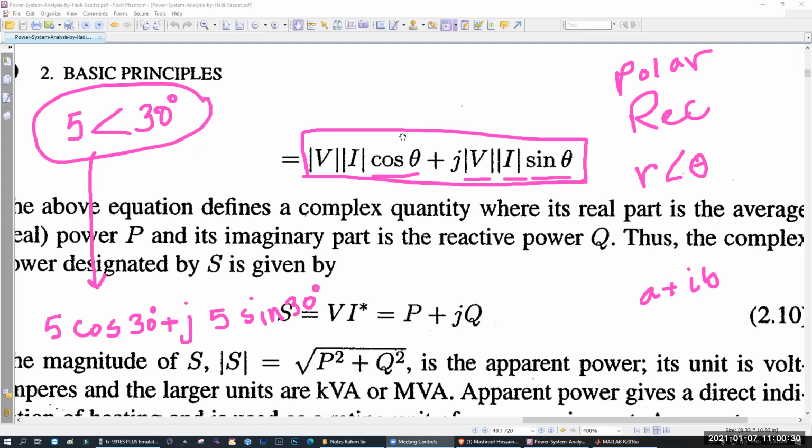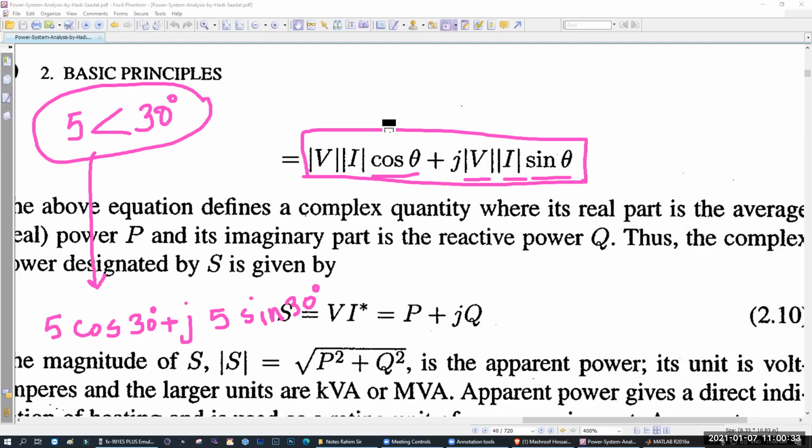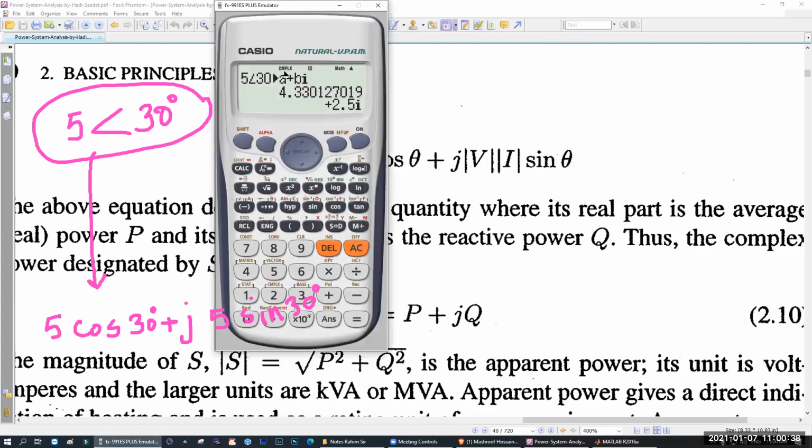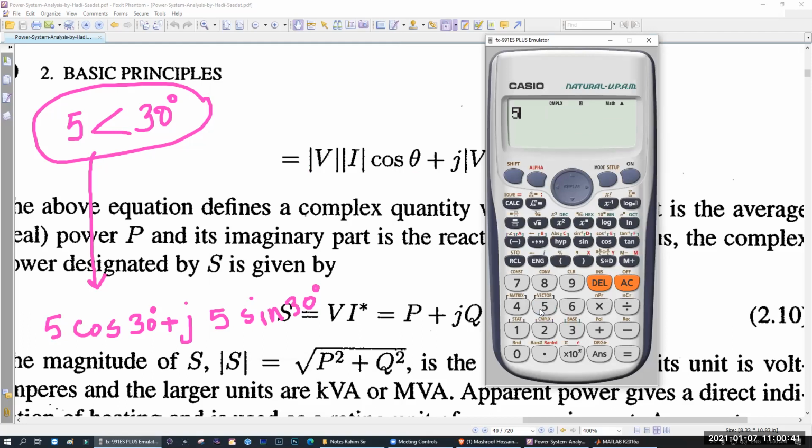Yes, sir. Okay, let's see what happens when we use the calculator. So 5 cos 30 plus j, which means i, right? The i should be at the last. So 5 sin 30 i. You got the same result, right? You got the same result. Understood? Yes, sir. Okay. You knew about this?